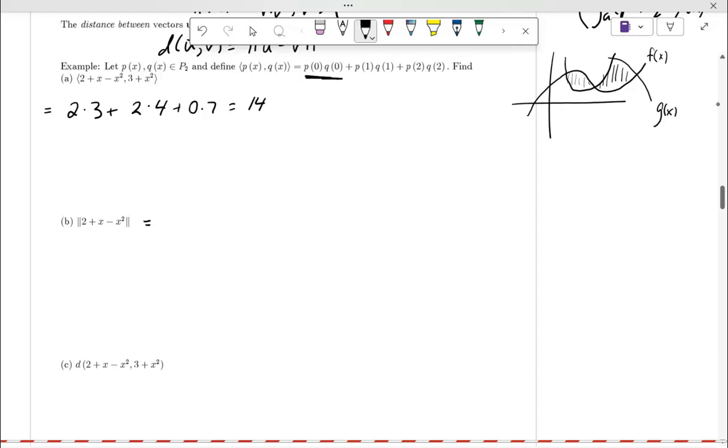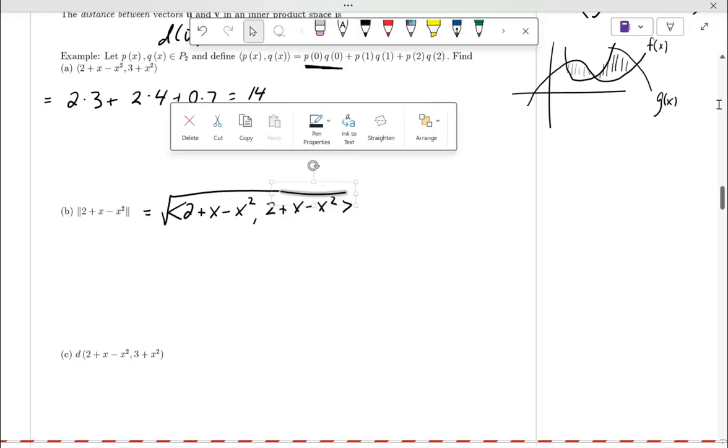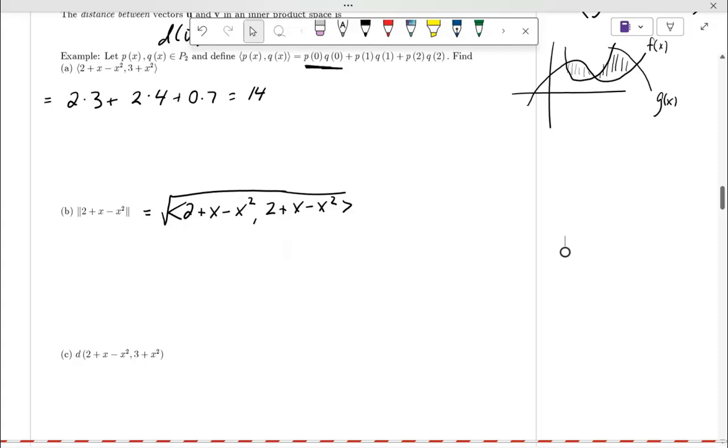For length, norm, magnitude, those all mean the same thing. For magnitude, I want to do the square root of the inner product with itself. Right? Well, we've already computed the values for 0, 1, and 2 for that particular function, didn't we?